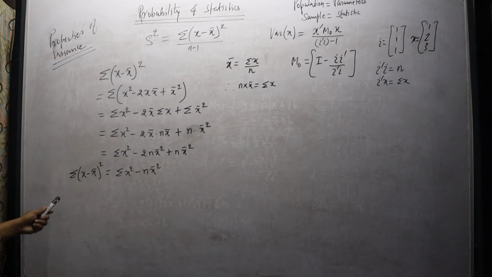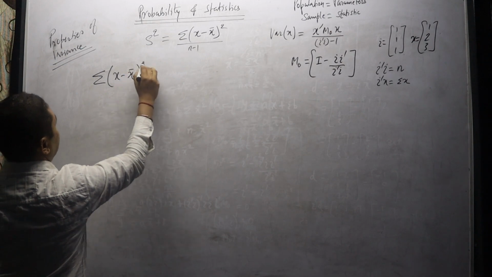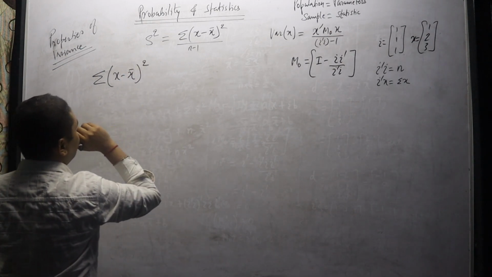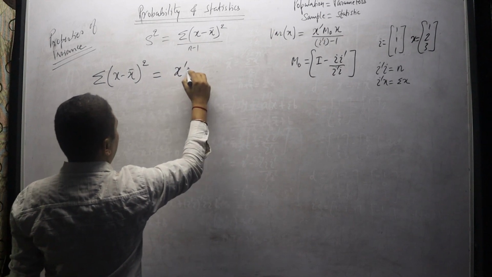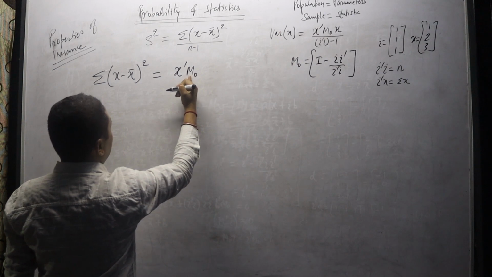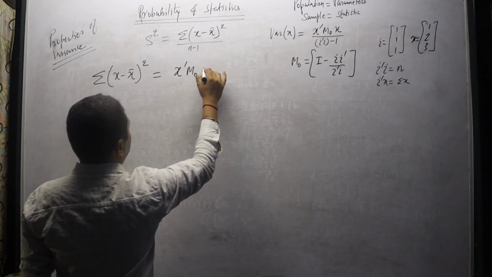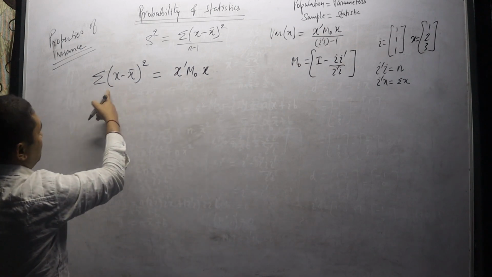Now let us calculate this relationship for the vector counterpart. So the summation of (x minus x bar) square in the vector notation equals x transpose, this is the vector, and then we have M0, because M0 is the matrix that gives deviation from the mean, and then it is x vector x. So this equals this relationship.